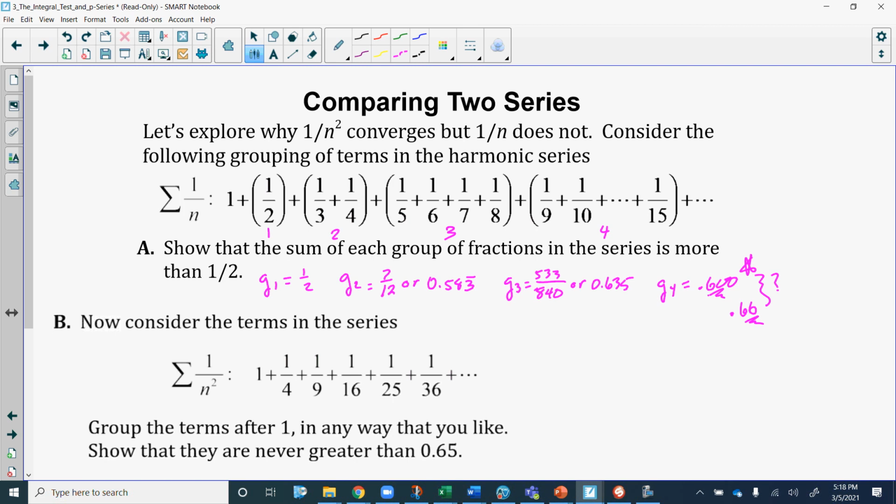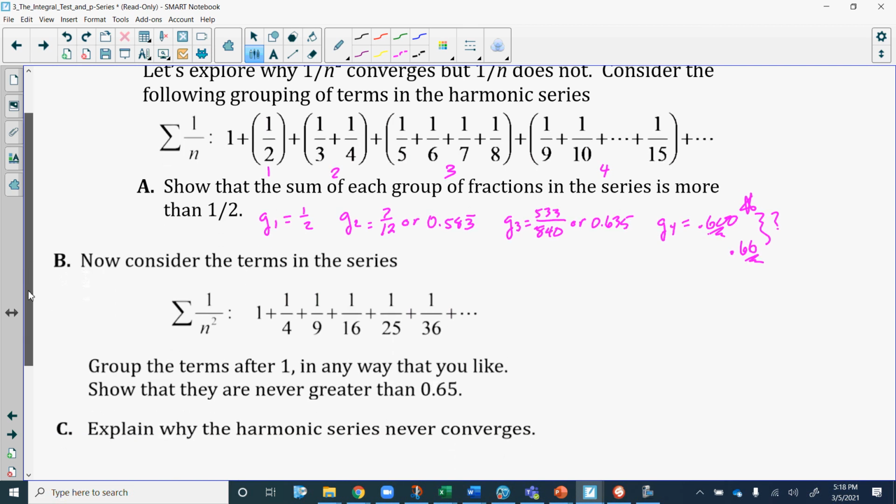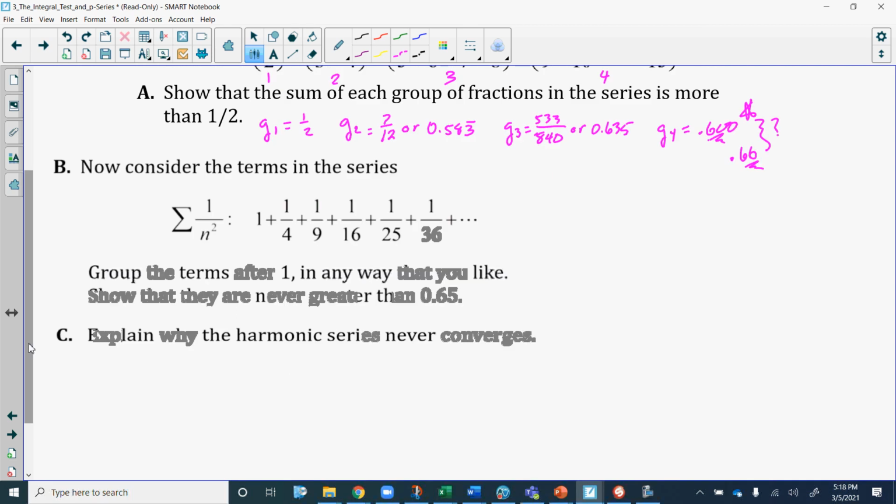Now, I'll explain where these groupings came from momentarily, but each successive group does have a sum that's greater than 1/2, and because those sums continued to increase, that's why the overall harmonic series is going to be divergent, because the actual sum is going to be unbounded.